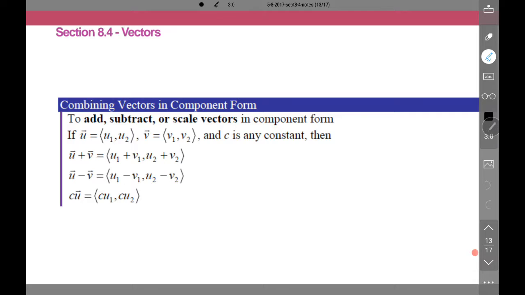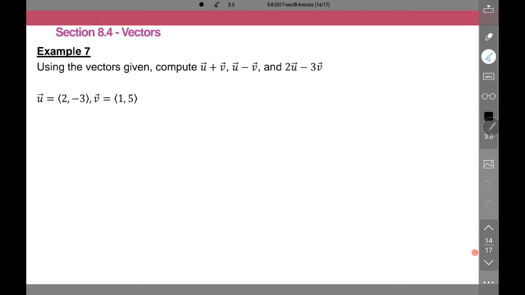Alright. Now, in component form, adding, subtracting, or scaling the vectors is a lot easier than it is to do it geometrically. So if I have the components of the vectors, all I have to do is add them together. u1 plus v1, u2 plus v2. So x plus x, y plus y, x minus x, y minus y. Or I multiply the values by a constant.